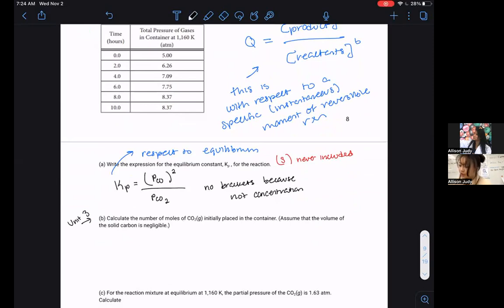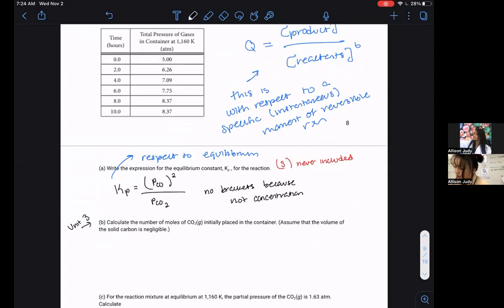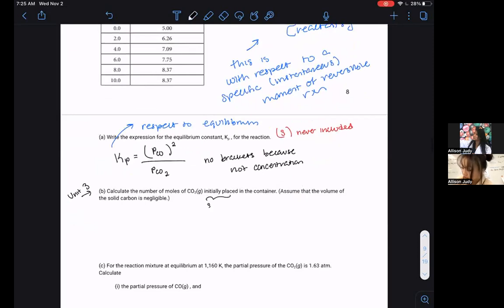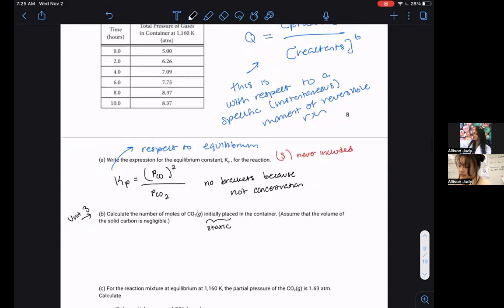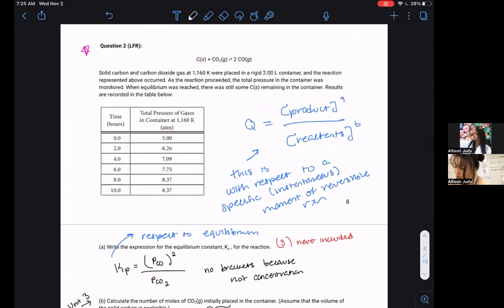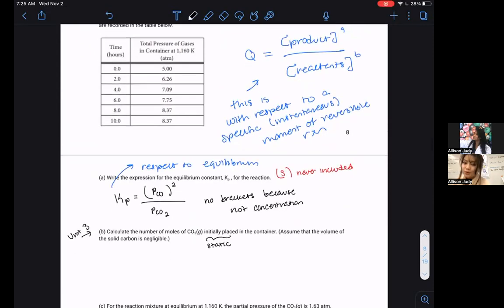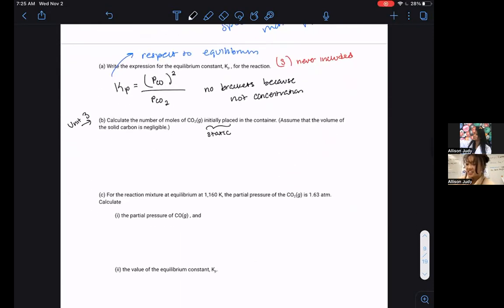And here what you're going to notice is that if you need to calculate the number of moles initially, this is all initial condition. This is a static condition, a specific state in the container. Well, you're told initially the pressure, you're told the temperature, and you're told the volume. So essentially what you should notice is that this is a PV equals nRT question.